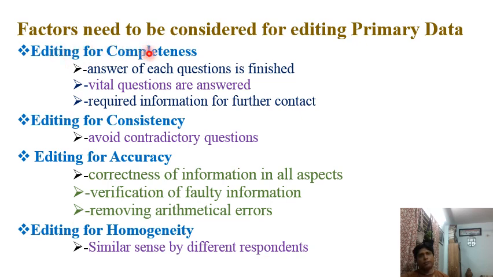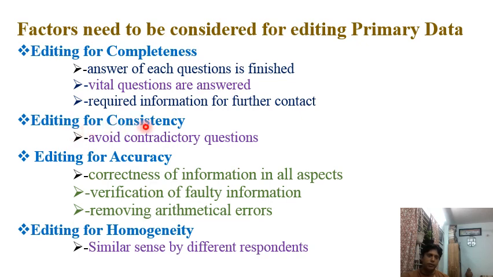First one, editing for completeness. Completeness depends on many things. What is completeness? The researcher must observe the questionnaire to see that the answer to each question is finished, vital questions are answered by the interviewee, and required information for further contact is present. If there is any discrepancy or any gap, the researcher can easily communicate with the interviewee in the next step. So this is the meaning of completeness.